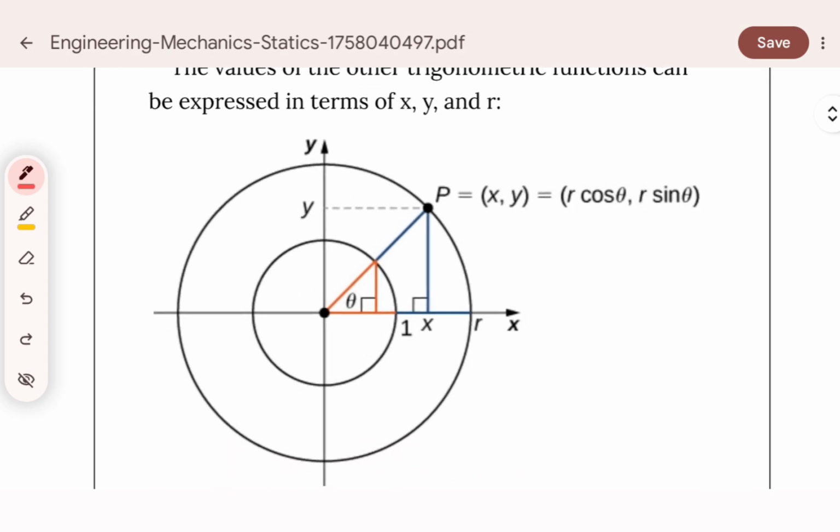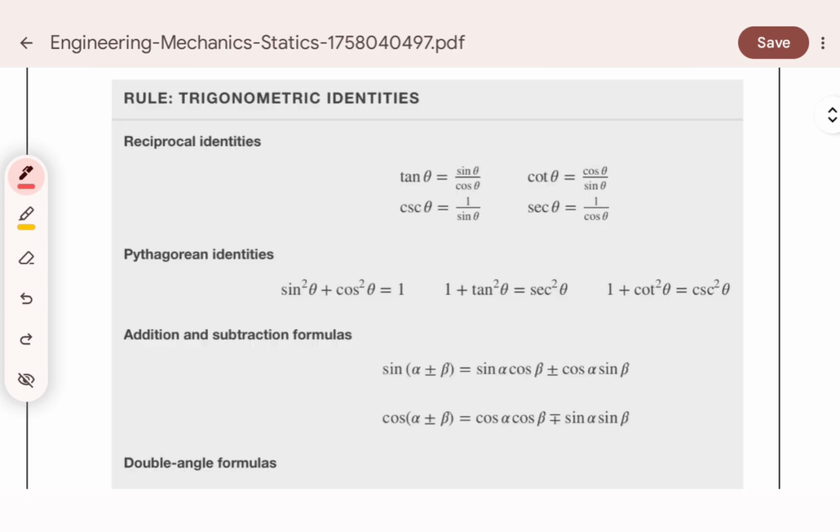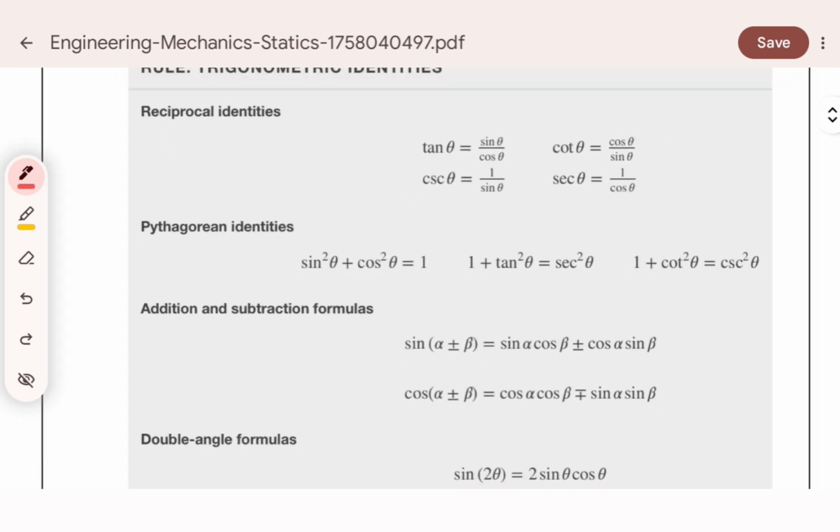As you can see, the x and y can also be substituted with x as r cosine theta and y is r sine theta. If you go back to our equations, you can simply replace x and y with these 2 functions. From these 6 trigonometric functions, you can derive other trigonometric identities. For example, the reciprocal identity. These are the reciprocal identities.